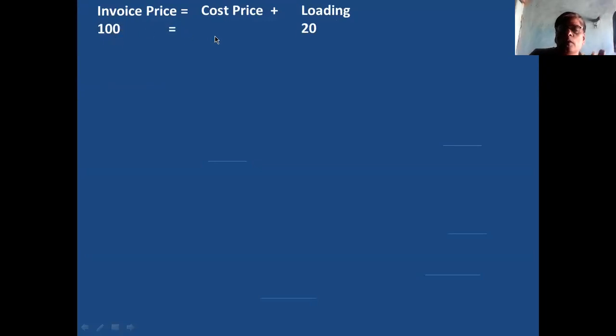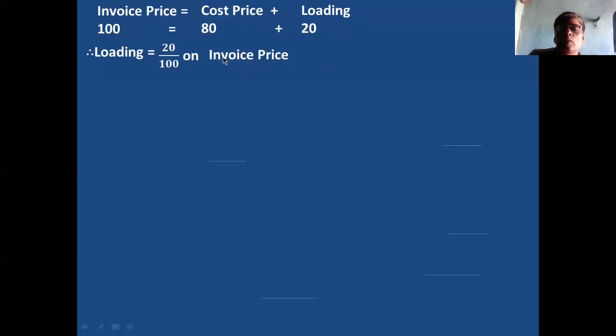In the previous problem, I wrote 100 below the cost because loading was on cost. In this problem, loading is on selling price, so you write below invoice price. Then here you write the difference, 80. Then form the equation: loading is equal to 20 by 100 on invoice price. This first equation you use for removal of loading.